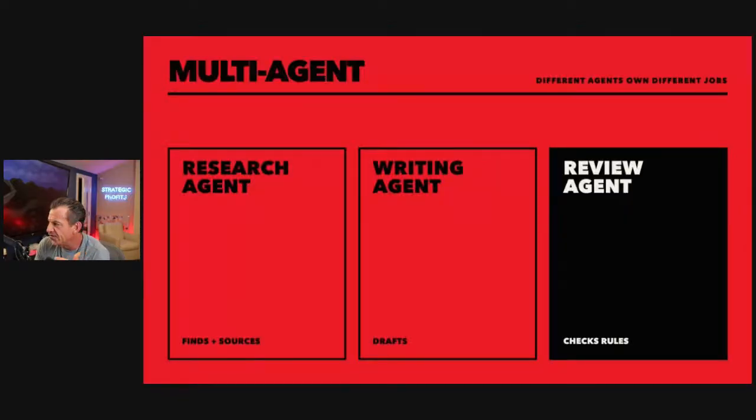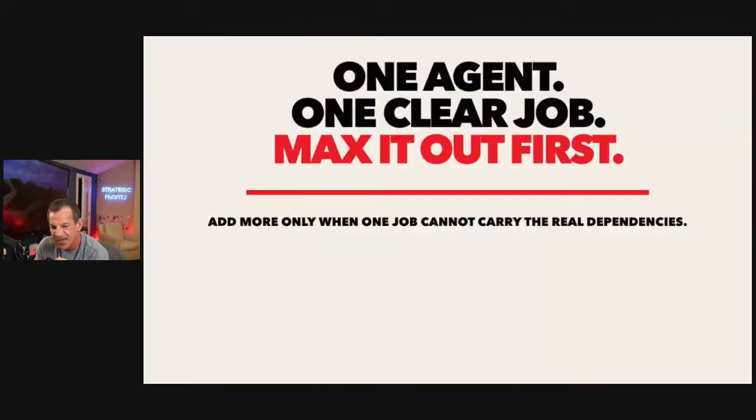A multi-agent system just means different agents own different jobs. That can be powerful, but it's larger machinery, not a starting definition of agentic AI.